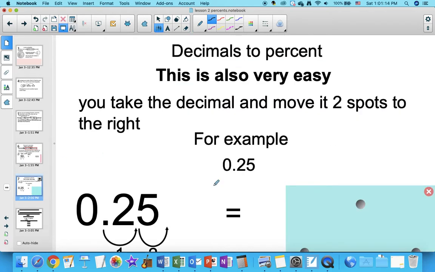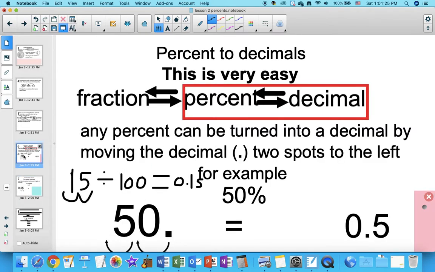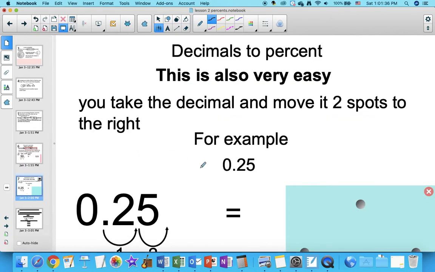So decimals to percent. Let's say we do the opposite. We went from percent to decimal. Now we're turning decimal into percent. Well, it's also very easy. We turned a percent into a decimal by moving the dot 2 spaces to the left, right? Because that's the same as dividing it by 100. Well, you're doing the opposite, so you move the decimal spaces the opposite direction. So instead of 2 spots to the left, you're moving the decimal 2 spots to the right.